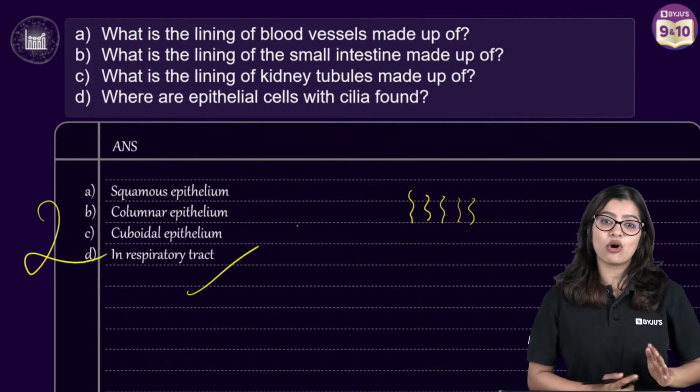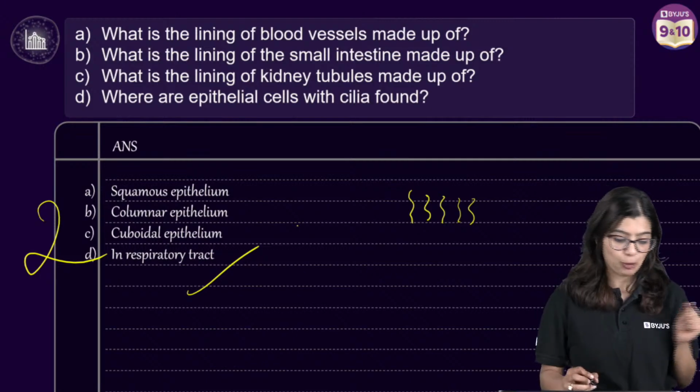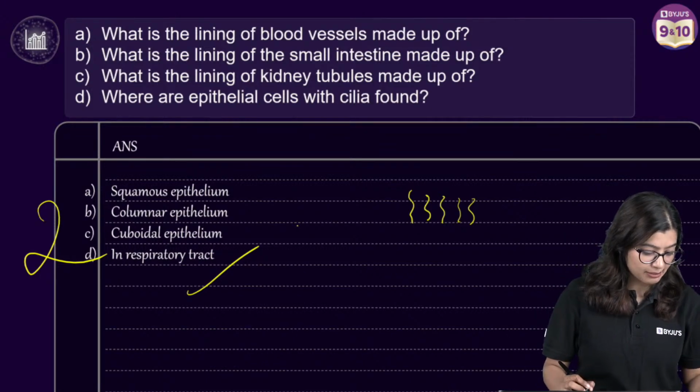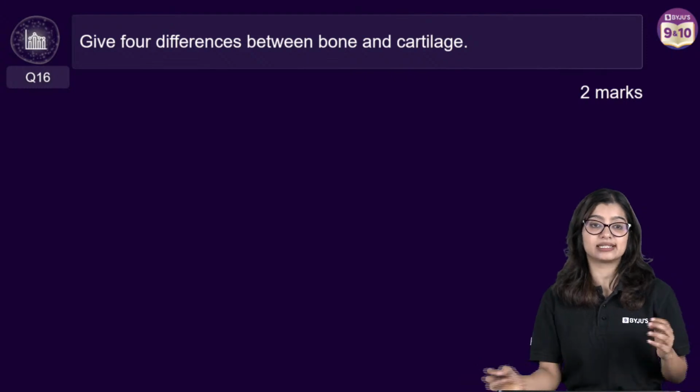Why are xylem and phloem called vascular? They are called vascular because they help with transport. So keeping this in mind, let's have a look at question number 16.